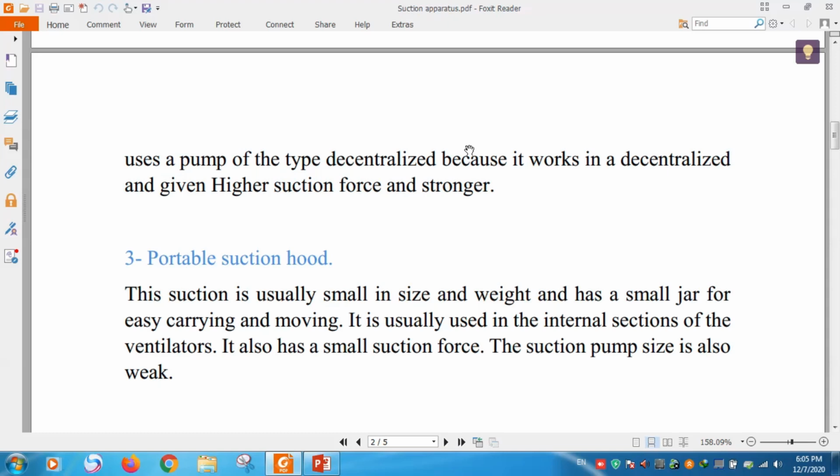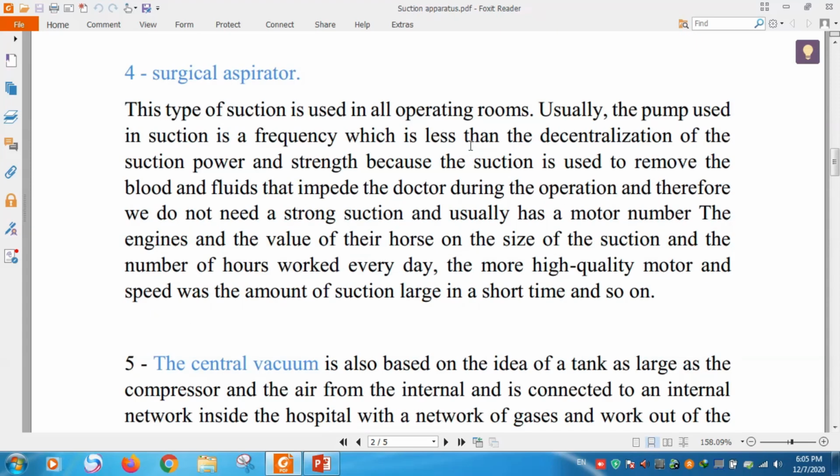Number three, portable suction hood. This suction is usually small in size and weight and has a small jar for easy carrying and moving. Any human can carry it. It is usually used in the internal sections of the ventilators. It also has a small suction force, and the suction pump size is also weak.